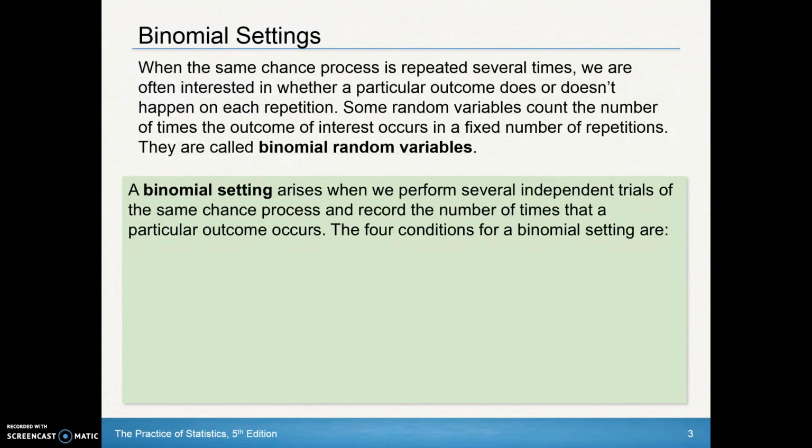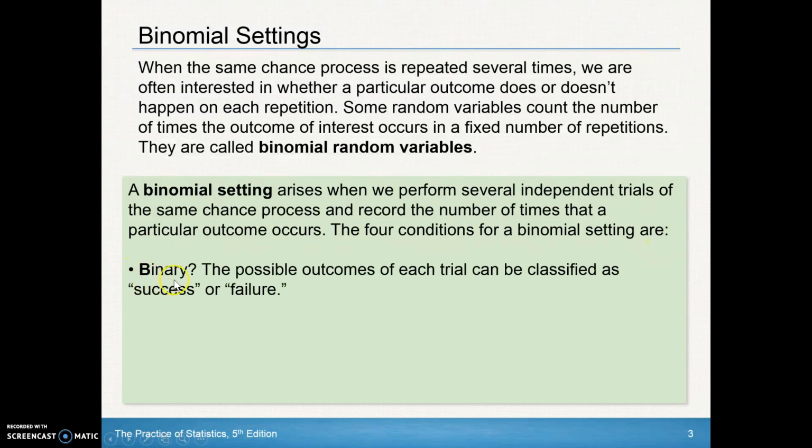And a binomial setting arises when we perform several independent trials, like the basketball example. Each shot is independent of the other. So we perform several independent trials of the same chance process and record the number of times that a particular outcome occurs. So I'm looking at that problem where I was trying to get 7. But to be a binomial setting, there must be four conditions in that setting. And the first one is, is it binary? The possible outcomes of each trial can be classified as either a success or a failure.